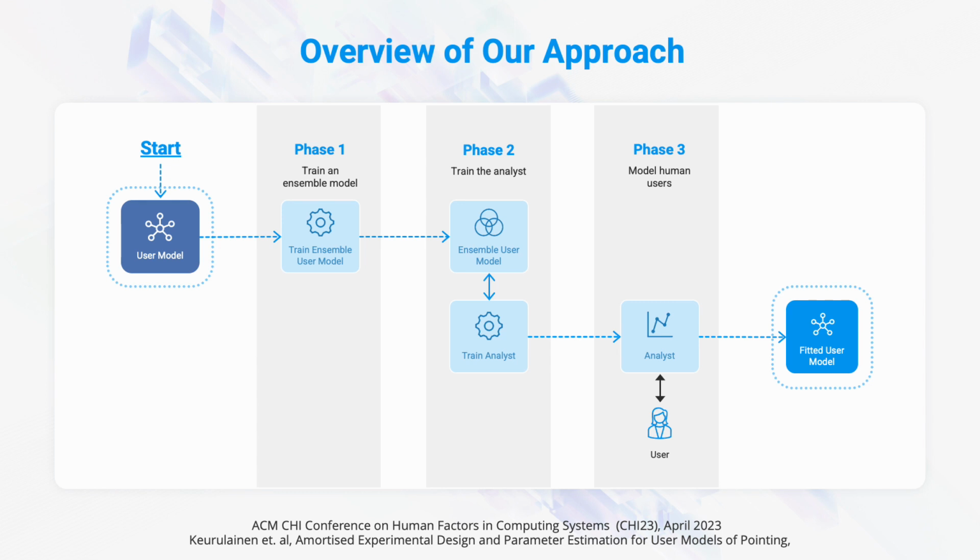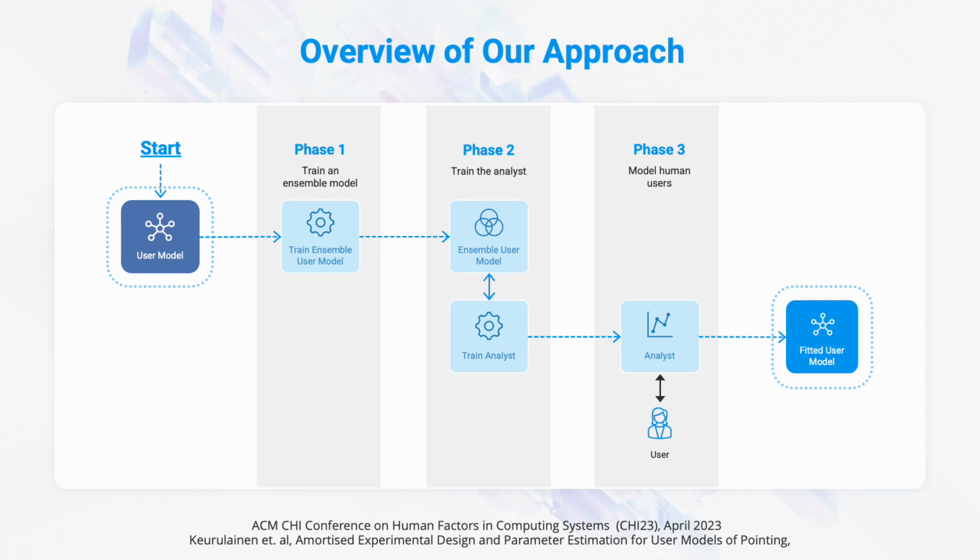In phase 2, we train the analyst to design an optimal sequence of experiments for estimating the model parameters. This involves randomly sampling simulated users based on the parameter distribution and learning to fit the model parameters to these simulated users' behaviors, ultimately refining the ability of the analyst to conduct effective experiments.